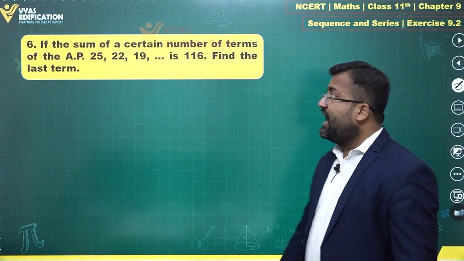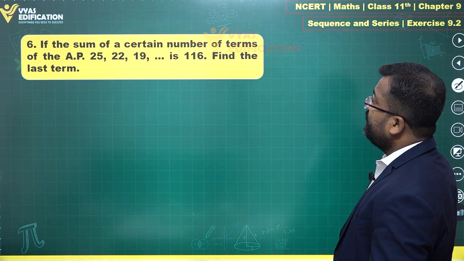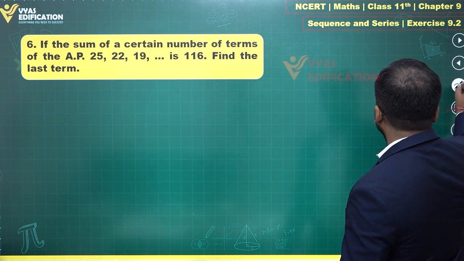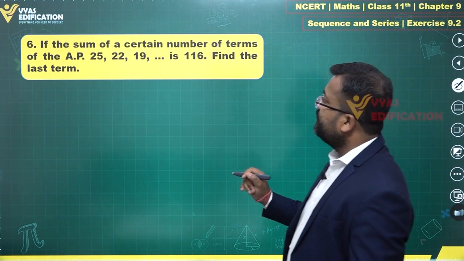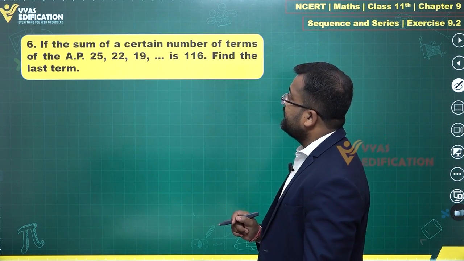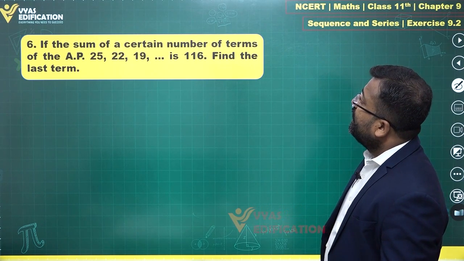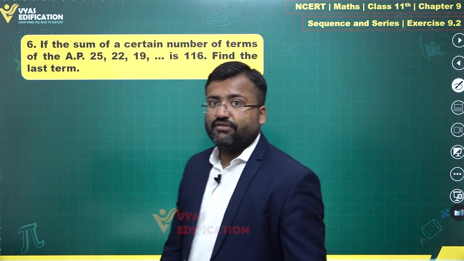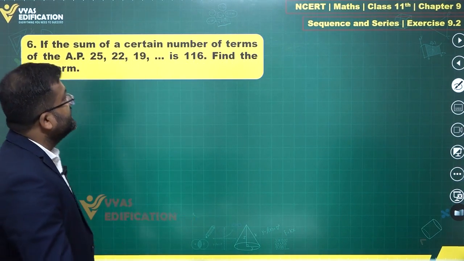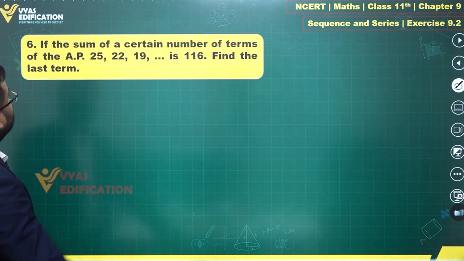In the sixth question, we have, if the sum of a certain number of terms of the AP, this, is 116. Okay, certain number of terms. We are not sure how many terms. Find the last term. We are interested in the last term. Okay, let's take a look at this. Certain number of terms of the AP this.